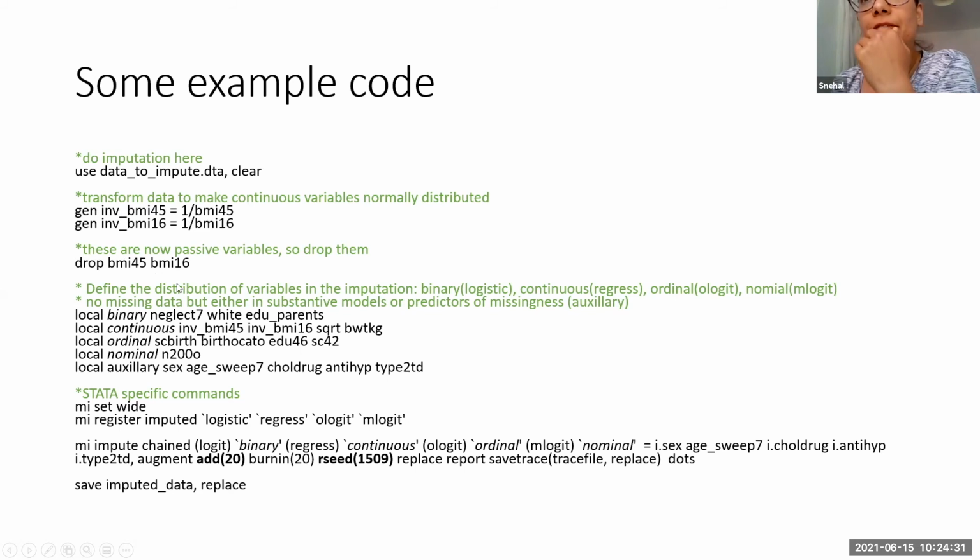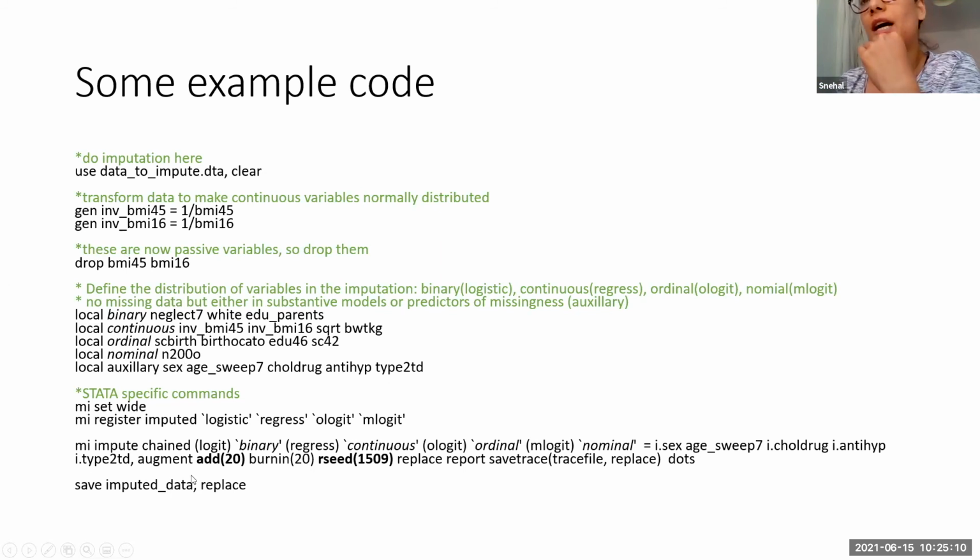Then in this bit of code here, all I'm doing is saying these variables are binary. These variables are continuous. These variables, like social class, are ordinal. This is a nominal variable. And these variables here, like sex, age, whether you're on cholesterol and antihypertensive drugs and so forth, have no missing data and they're auxiliary. They have no missing data, but they're either in my substantive model or they're good predictors of missingness. So that's all I'm doing here. I'm just defining the distribution of the variables that are going into my imputation model.